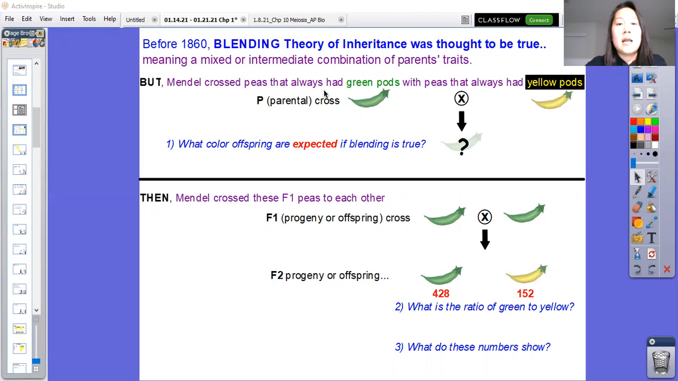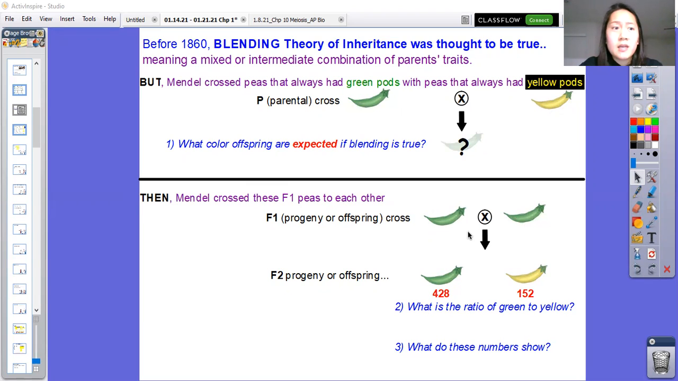And so Mendel crossed peas that had green pods with peas that had yellow pods. And so let me know, what do you think the color of offspring are expected if blending is true? Right. So the answer would have been a yellow-green color, right? So in between yellow and green, all of the offspring would have been this mixed color. And we all know that that's not really true, because when he actually crossed the F1 peas together, even though they were both green, first of all, they didn't blend because they were all green offspring.